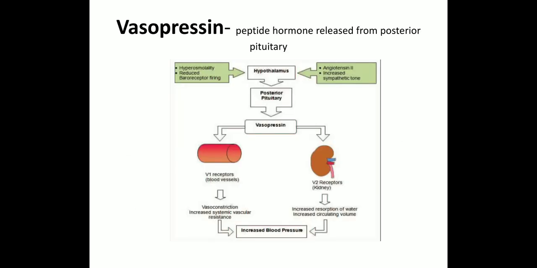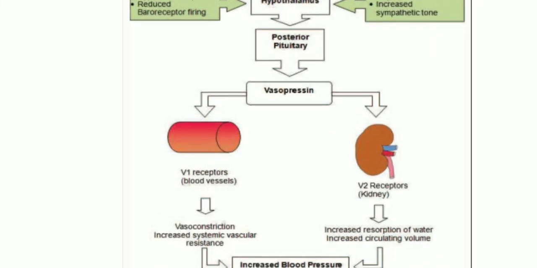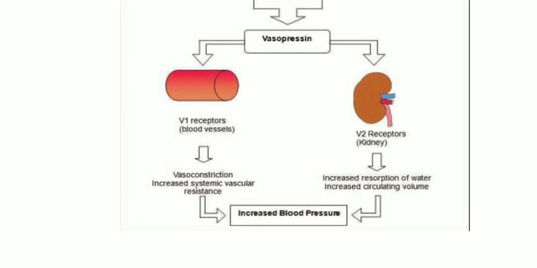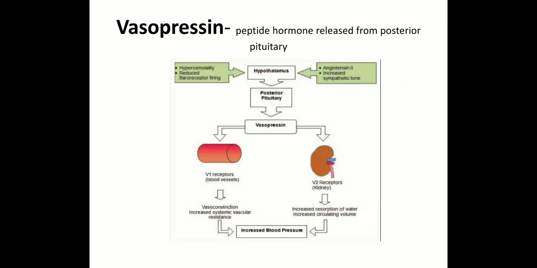Then, what is vasopressin? This is a hormone released from the posterior pituitary. The posterior pituitary releases vasopressin, which acts on V1 and V2 receptors. The V1 receptor causes vasoconstriction, as you can see in this picture, and vasoconstriction causes an increase in systemic vascular resistance. Then it increases the perfusion pressure ultimately, and we have to increase the perfusion pressure. If it acts on the V2 receptor in the kidney, it increases resorption of water. And if there is water resorption, there is more circulating volume, and with more circulating volume, there is more BP.